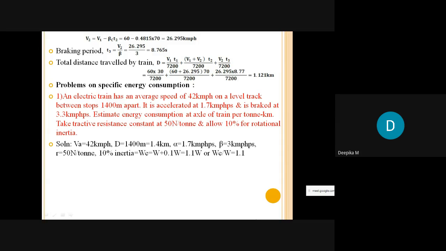Hence the effective weight WE will be W plus 0.1 W, which is 1.1 W, or we can use a ratio, which will be better. The weight of the train value they have not given, hence the ratio of WE and W is 1.1. So this is how we have listed out the data. Next, we calculate the energy consumption.